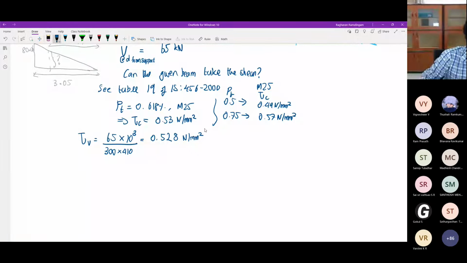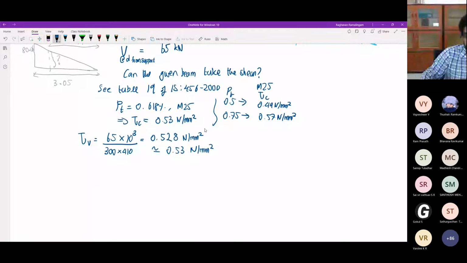has required shear strength. So we'll just give some nominal reinforcement. So I'm not calculating any reinforcement because it came for us. It came like tau c almost equals tau v. Okay. So I'm just saying give nominal reinforcement of. This is how you write it.